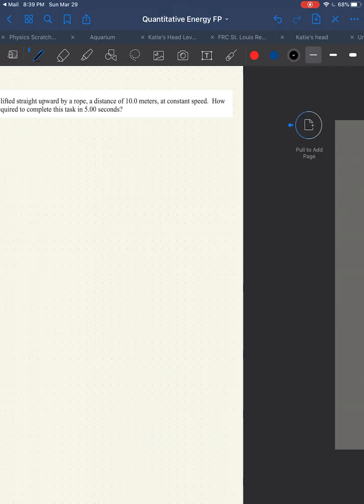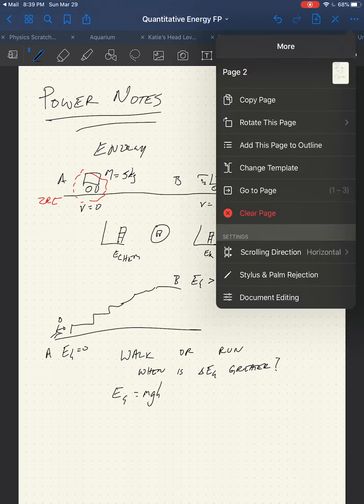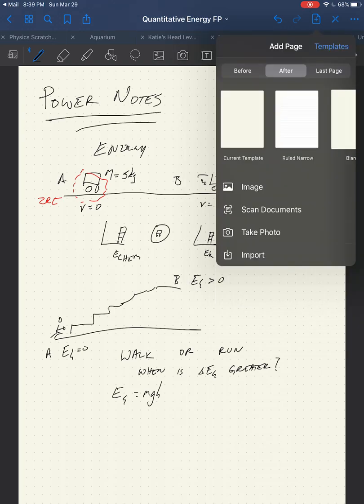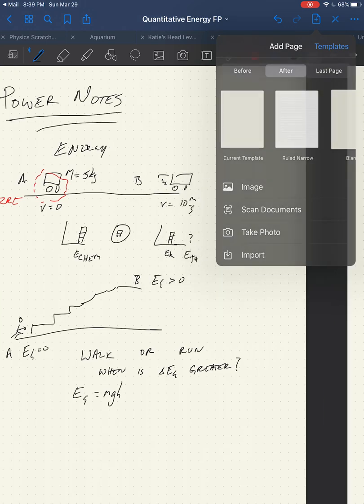Oops. Let's not. Can we add a page? I don't know. We'll just add a page. Oh, there we go. Button. Let's imagine now a graph of the gravitational energy in the system versus the time. And this will be in seconds. This will be in joules. And so let's say I run up the stairs at a constant speed. Then that graph might look like this.